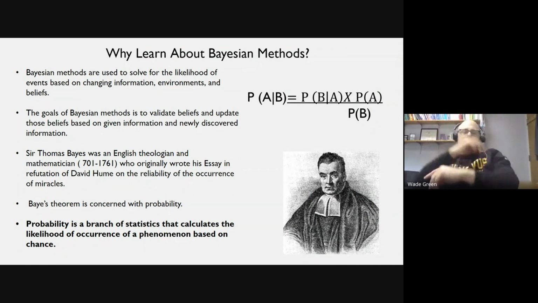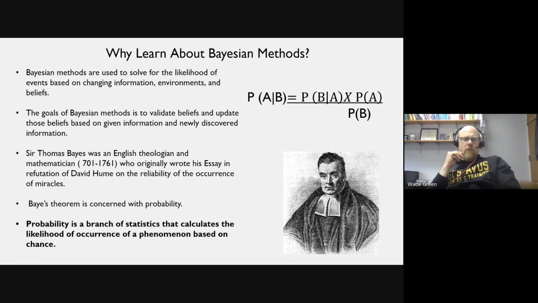So Bayesian methods are essentially a type of statistical analysis that's used to solve for the likelihood of events based on changing information, environments, and beliefs. Ultimately, what we're trying to do when we use Bayesian analysis is determine probability based on changing information. Whereas, as we'll see in a minute, probability from a frequentist approach is fairly static. But with Bayesian methods, that can change, and we'll demonstrate that in a second.